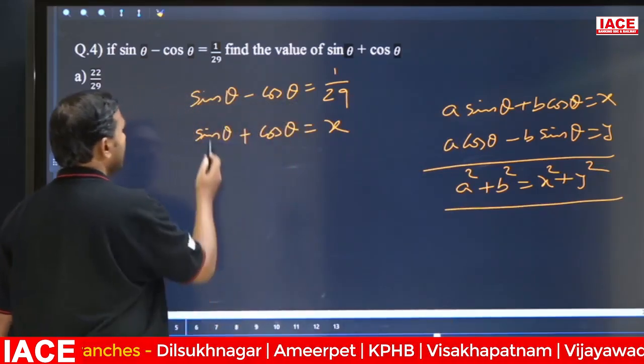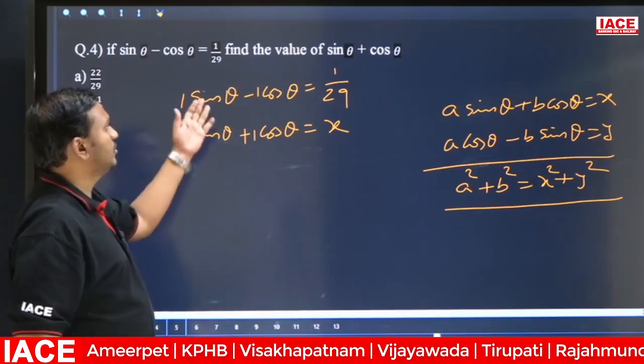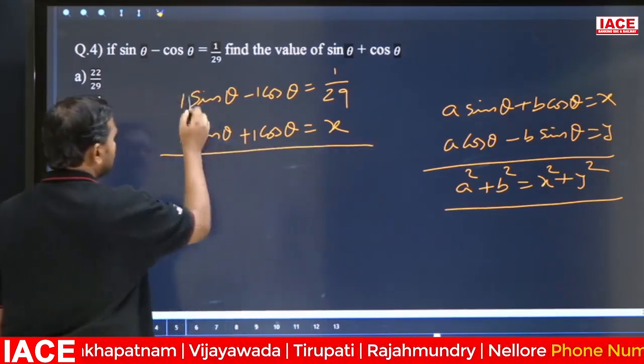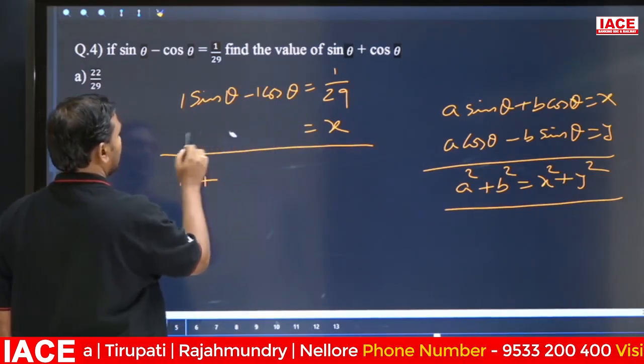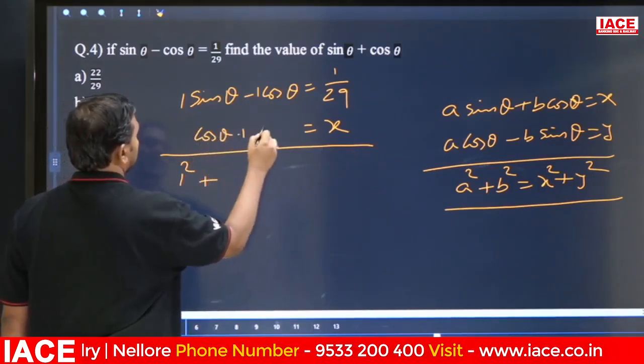Same here, you observe: 1, 1, 1, 1. So a and b both are the same. So it is in that form or not? Exactly in the form. So what is the condition? A square means 1 square plus... or else, to avoid confusion, I will write it here. In place of sin theta plus cos theta, I am writing cos theta plus sin theta.